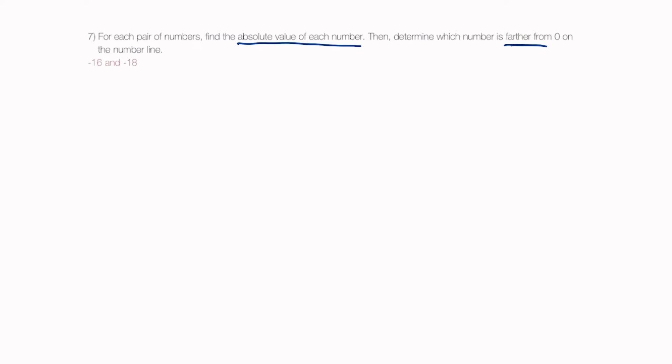So first step is to find the absolute value, which means we are going to treat numbers as if they were positive, right? So the minus 16, we are going to write this way. And so the absolute value is 16. Likewise for minus 18. Now these numbers tell you which number is further away, right? Which number is it? It's this one, which is further away. That's it. The next one.